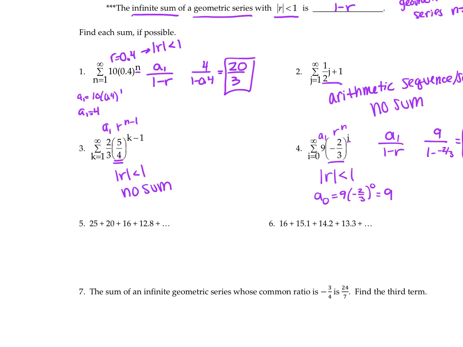All right, if I look at 5, I'm subtracting 5, subtracting 4, then I don't know. Okay, so it's not subtracting. So let's see if I can figure out a common ratio. So 20 over 25 would give me 4/5. 16 over 20 would give me also 4/5. So I can see my common ratio is 4/5. And so since that is less than 1, I can find my sum of this infinite geometric series. So I'm going to have 25 over 1 minus 4/5, which would be 25 over 1/5, which will give me 125.